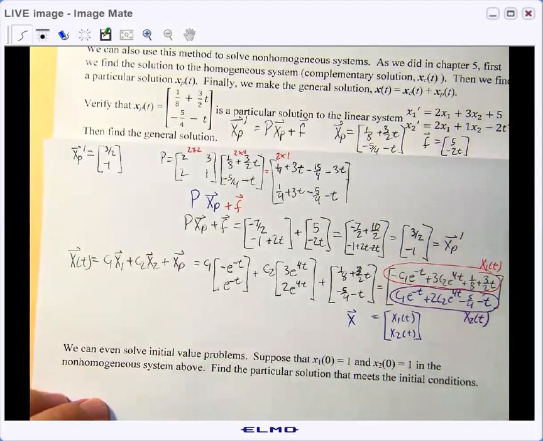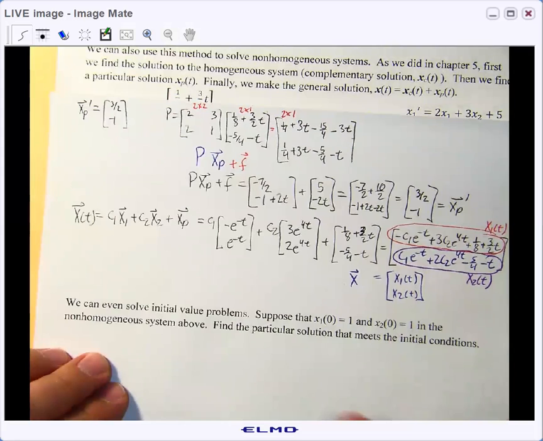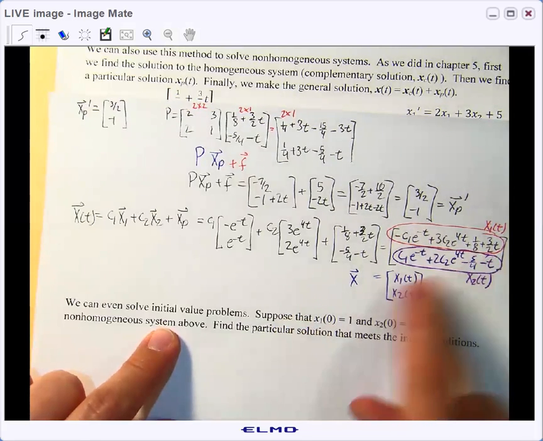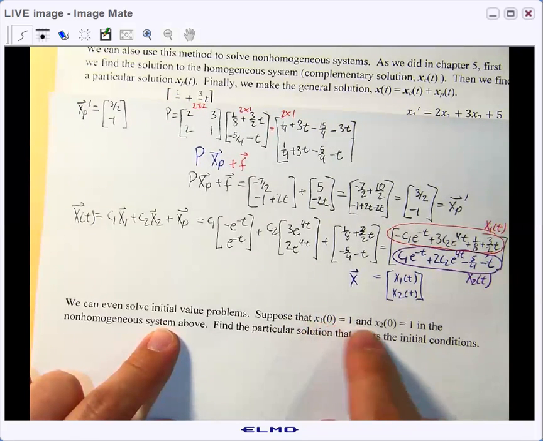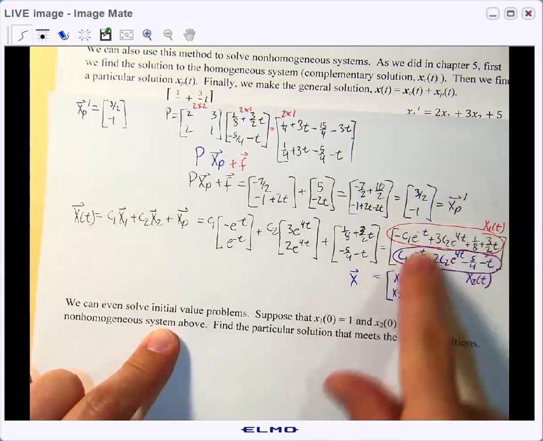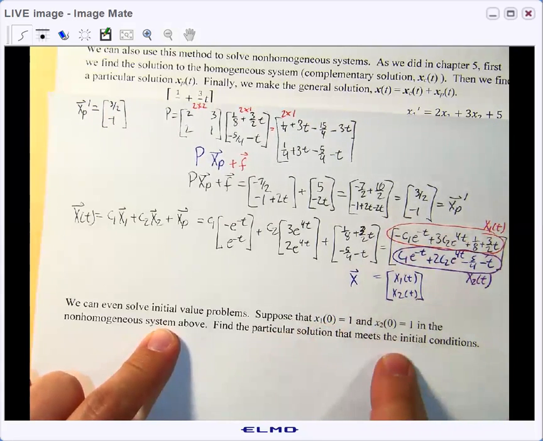And what I'll do now is let you practice on this, solve the initial value problem. So go back in with this, and knowing that x1 of 0 is 1 and x2 of 0 is 1, find the c1 and c2 that satisfy our initial conditions.